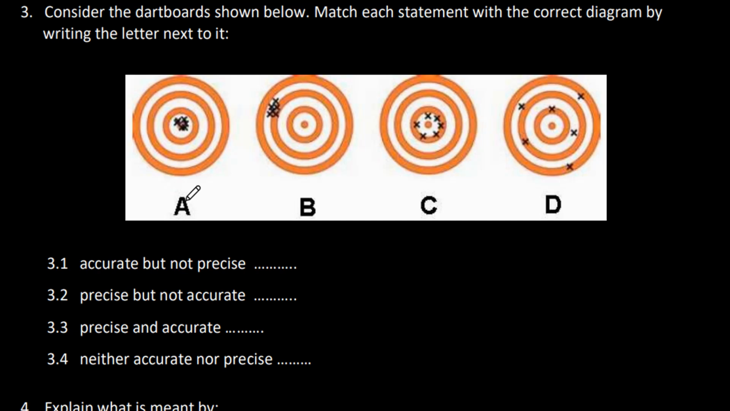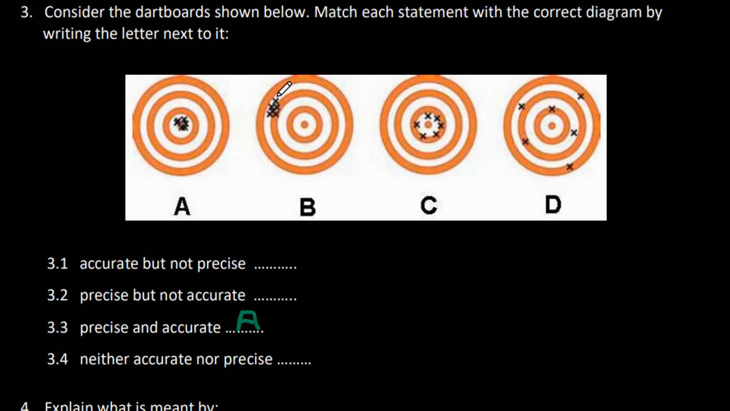So let's consider A. In A, all the darts are close to the bullseye or the center. So we know this is accurate. It represents an accurate measurement. The darts are also close to each other, so that means the measurement is also precise. So it's both accurate and precise in A. So 3.3 will be A.